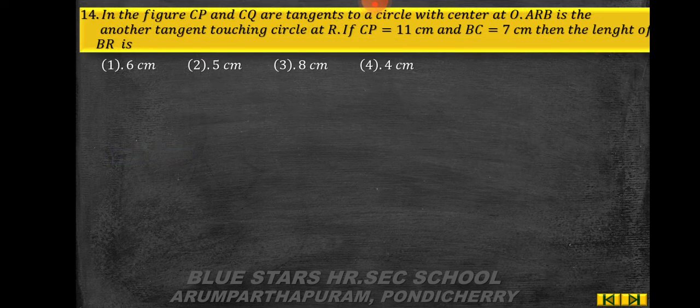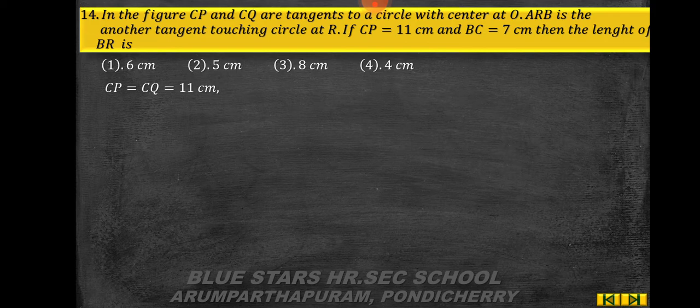Question number 14. In the figure, CP and CQ are tangents to a circle with center at O. Then ARB is another tangent touching the circle at R. If CP is equal to 11 cm and BC is equal to 7 cm, then the length of BR is option 1 6 cm, option 2 5 cm, option 3 8 cm and option 4 is 4 cm.